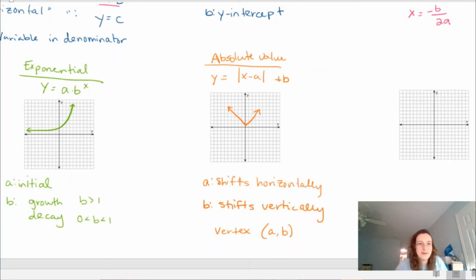All right, and the very last one that we learned is going to be a radical function, which we did last chapter. A radical function looks like this. y is equal to the square root of x minus b, plus c, and it would look something like this here. And remember that your b value is going to shift it horizontally, meaning left or right.